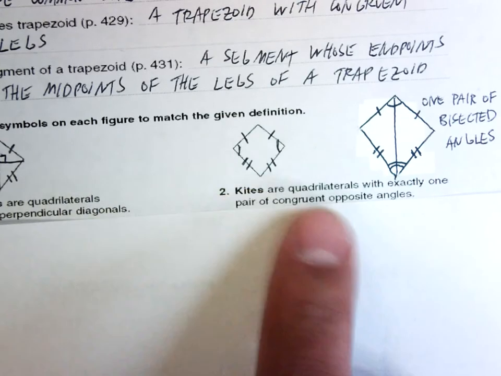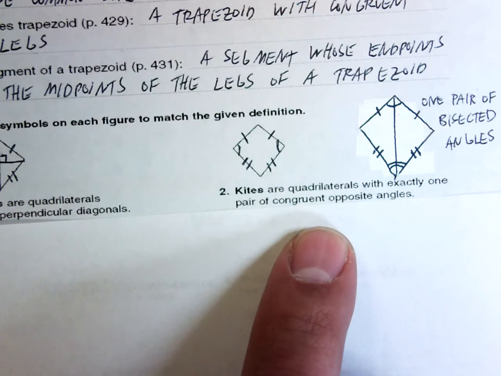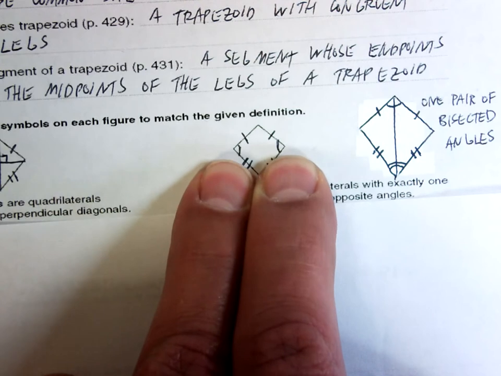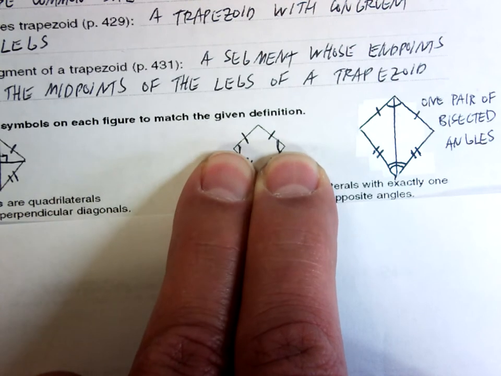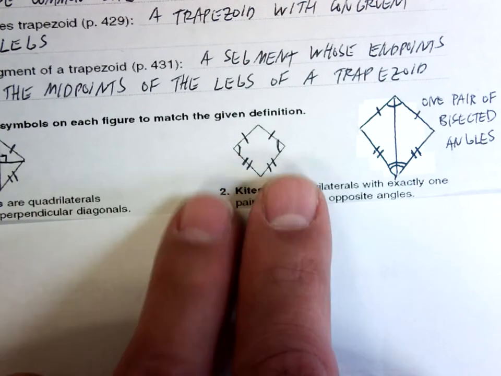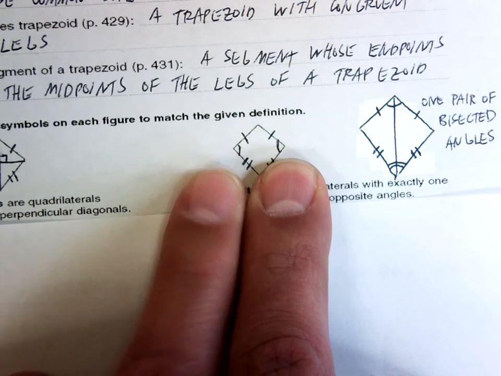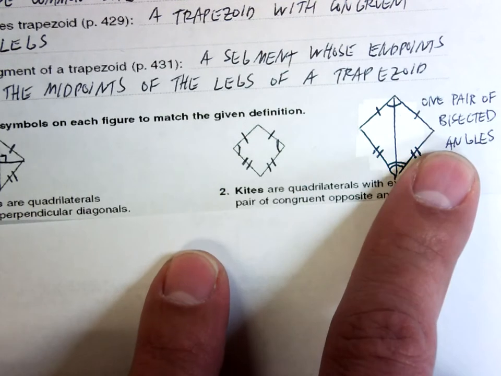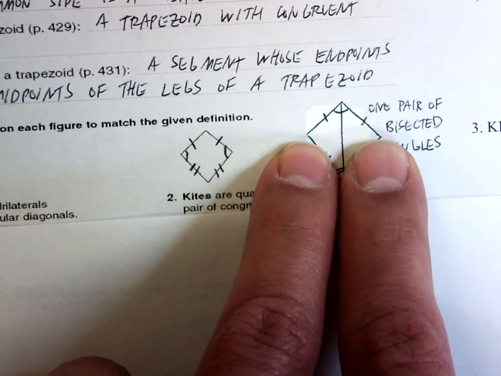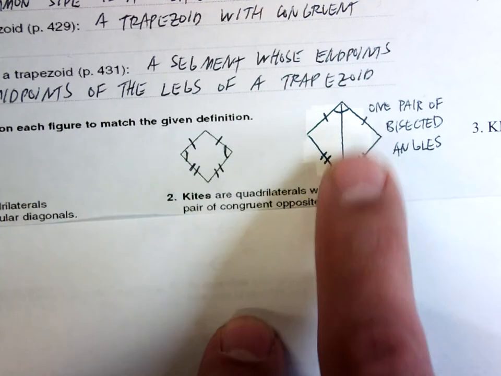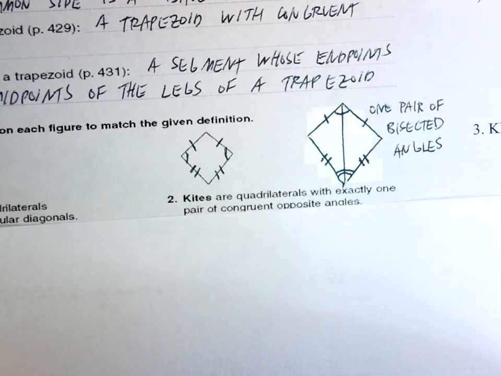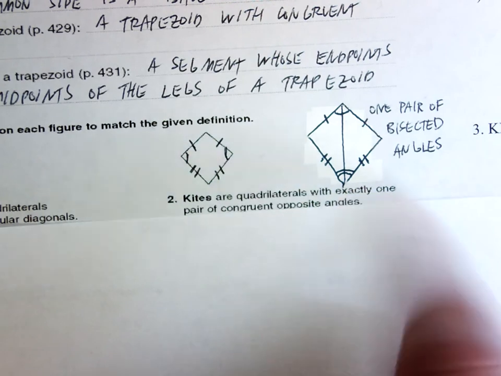Kites are quadrilaterals with exactly one pair of congruent opposite angles. So in between, these are the ones that are going to be congruent to each other. So it's not the angles that are in between the congruent sides. It's these that have to be congruent. Now what is true about these, I've drawn another picture here. So in this picture again, these are going to be the congruent angles. What's true about these two angles is that the diagonal will bisect the angles. So be sure you've got that picture drawn. That'll help you out too.